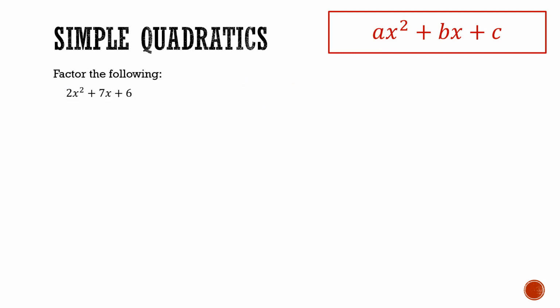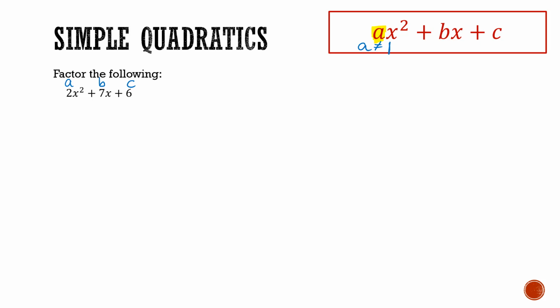Here we have 2x squared plus 7x plus 6. There's no common factor between these terms, so here we have a situation where our a value is going to be 2, our b value is going to be 7, and our c value is going to be 6. This a coefficient for our x squared, in other words, is not going to be 1, and the approach we used in the previous examples is going to have to change.